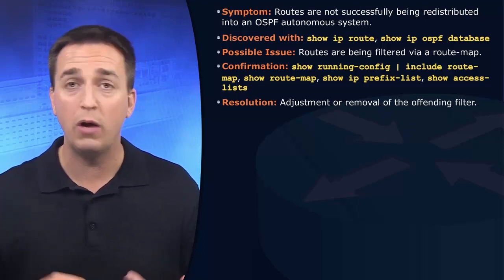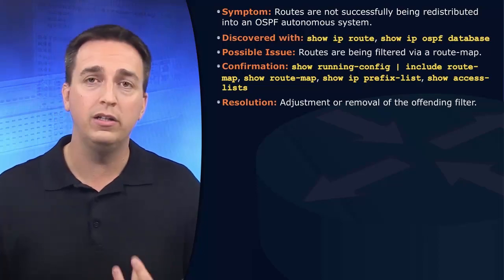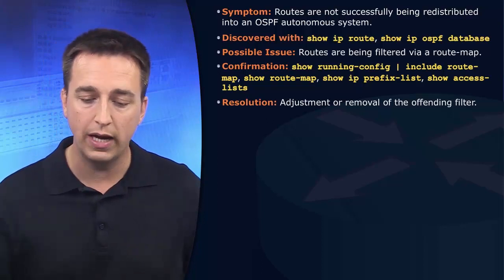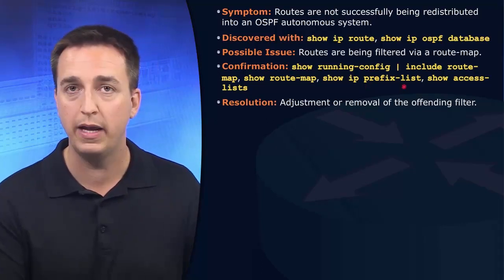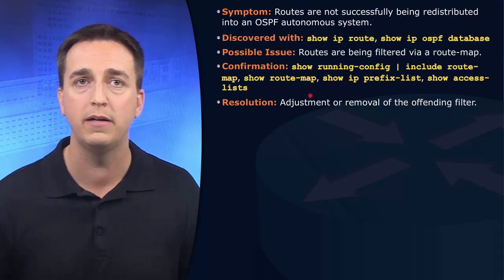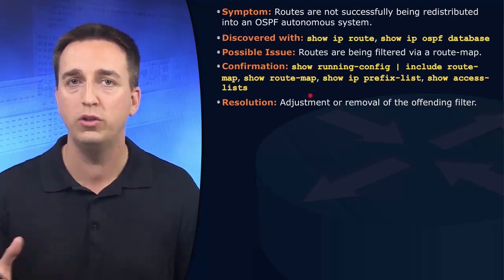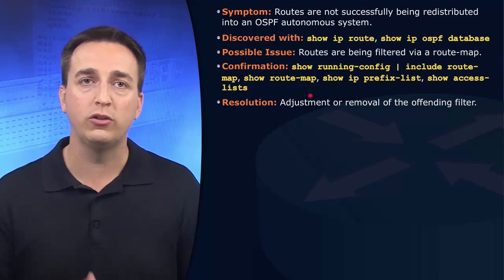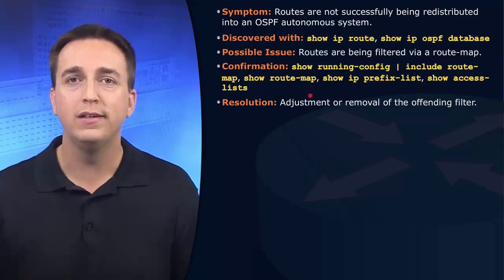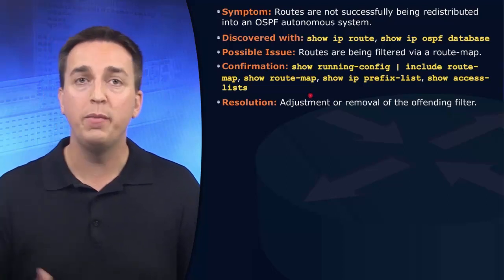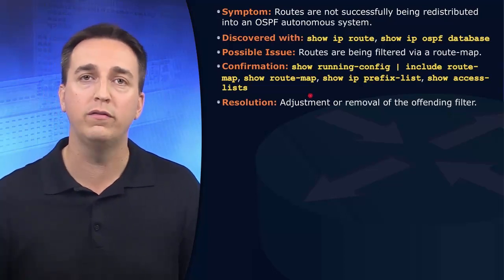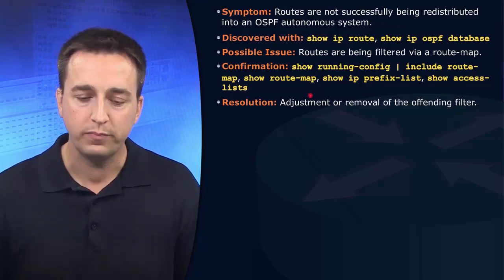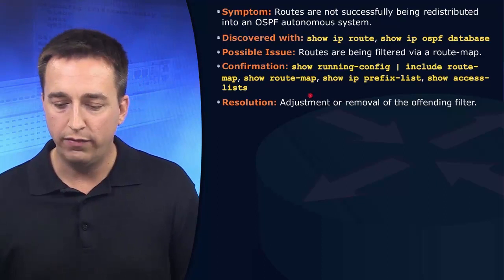You'll need to look at the route map itself using show route-map. You'll need to identify if it's a prefix list or access list that is being utilized with that route map. So the show ip prefix-list command comes into play, or the show access-list command. You'll also want to verify the redistribute command that has been issued in the running config. So show running-config | section router ospf. You might even want to look at the route map in the routing config using show running-config | include route-map.